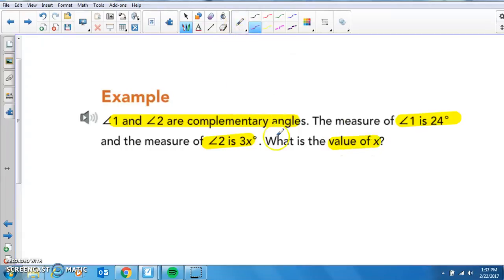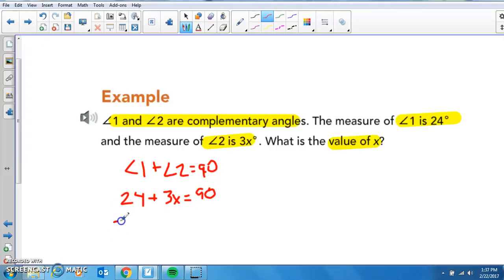So what we're going to do is create our equation. We know that angle 1 plus angle 2 equals 90 degrees since they are complementary. Angle 1 is 24. So I'm going to just say 24 plus whatever angle 2 is. In this case, angle 2 is 3x. So I say 24 plus 3x equals 90. And now we have our equation. And just go through the process of solving the equation.